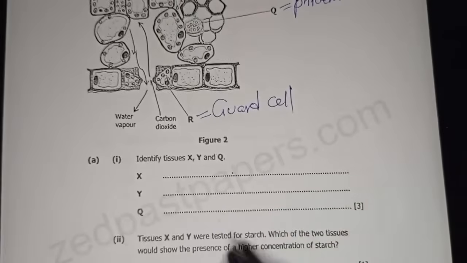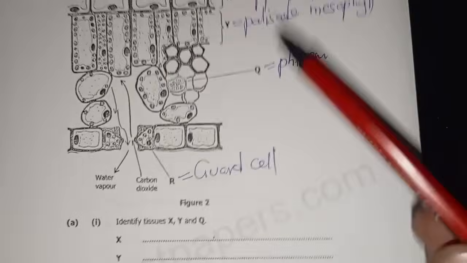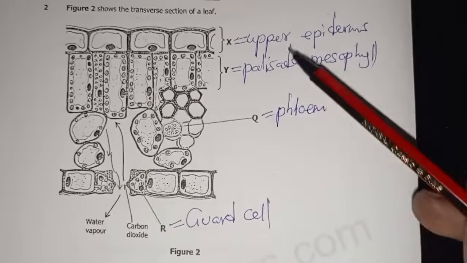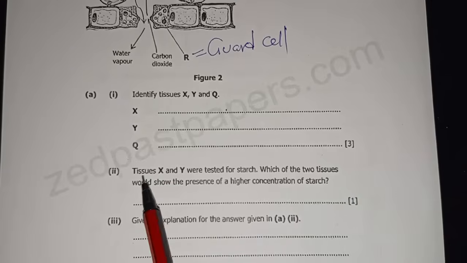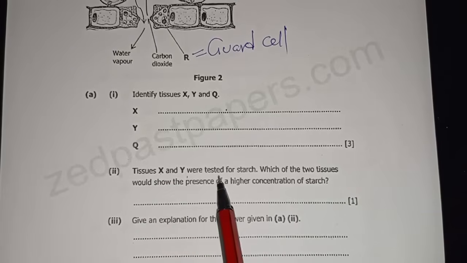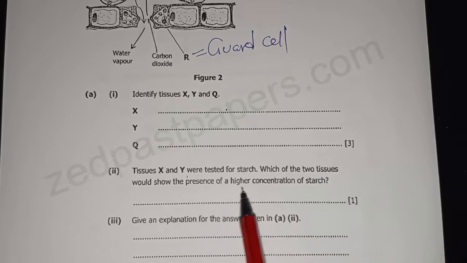Let us now go to the questions. Identify tissues X, Y, Q. I've labeled them, so X, Y, Q are labeled there. You're able to put answers there. Then we move to this one that is saying tissues X and Y were tested for starch. So X and Y, the upper epidermis and the palisade mesophyll, were tested for starch. Which of the two tissues would show the presence of a higher concentration of starch?